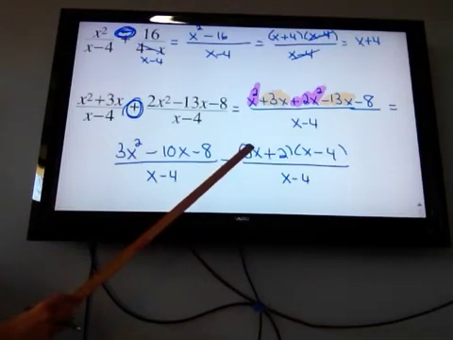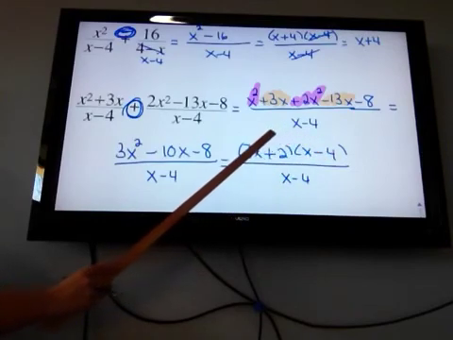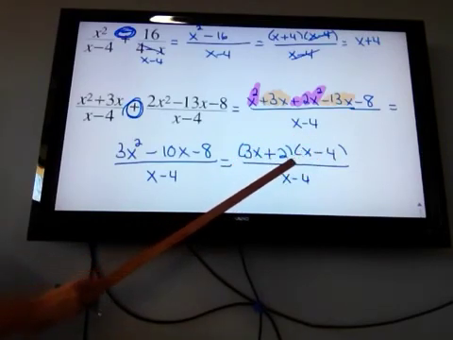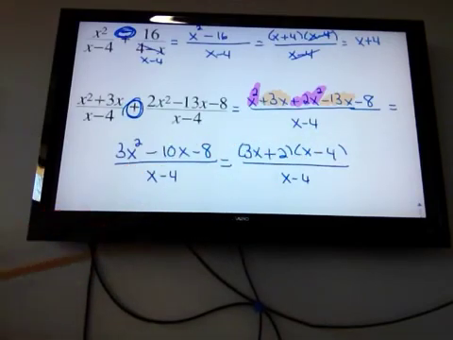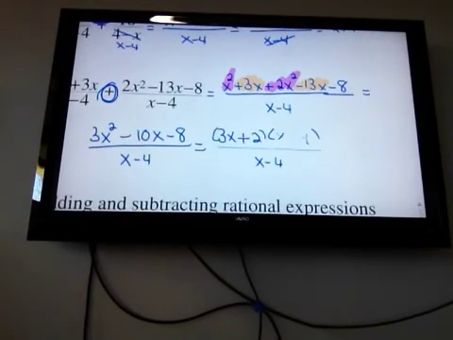So when I check this, outer times outer, negative 12. 3 times negative 4. Inner, 2 times 1 is 2. Negative 12, positive 2, gives me my negative 10. So that's what I meant by use that as a help. And then reduce, sure. I can take my x minus 4s and cancel. And be left with 3x plus 2. Okay, question 2 or more.